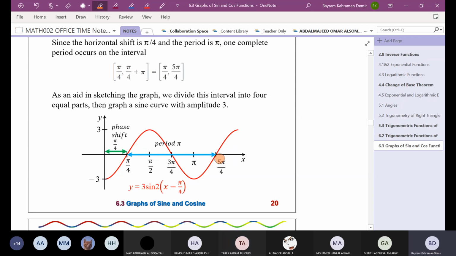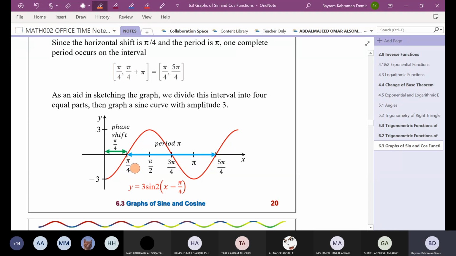Doctor, I have a question. If the k was inside the brackets, like sine 2x, so you need to take it outside? Yes, we will take it outside in the next example, inshallah, Shabab. Just wait for this one.